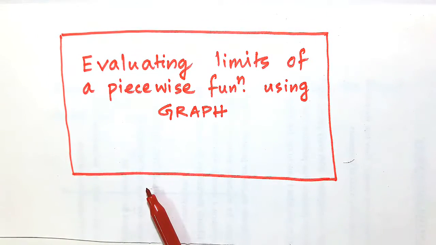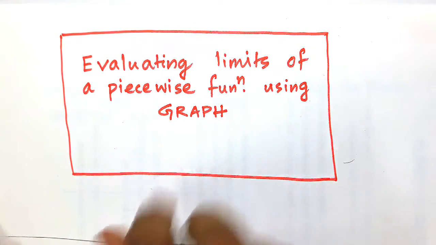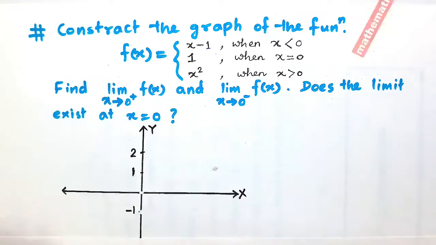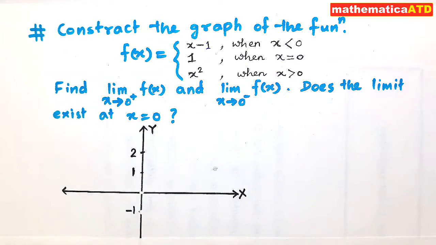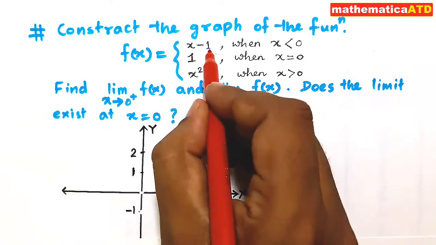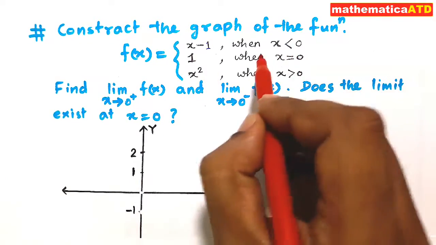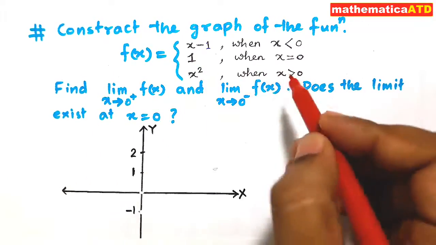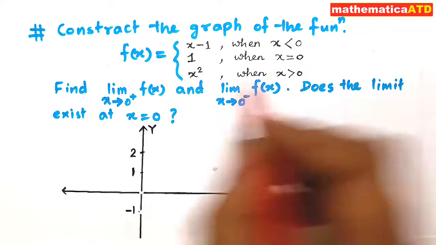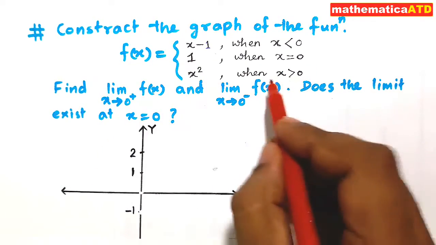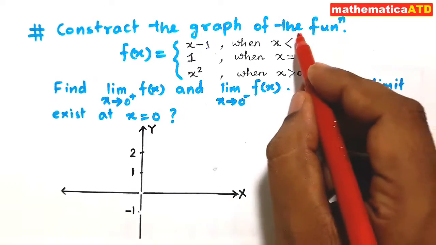Evaluating limits of a piecewise function using a graph. Our problem is to construct the graph of the function f(x) = x - 1 when x is less than 0, f(x) = 1 when x is equal to 0, and f(x) = x² when x is greater than 0. This is actually the domain.